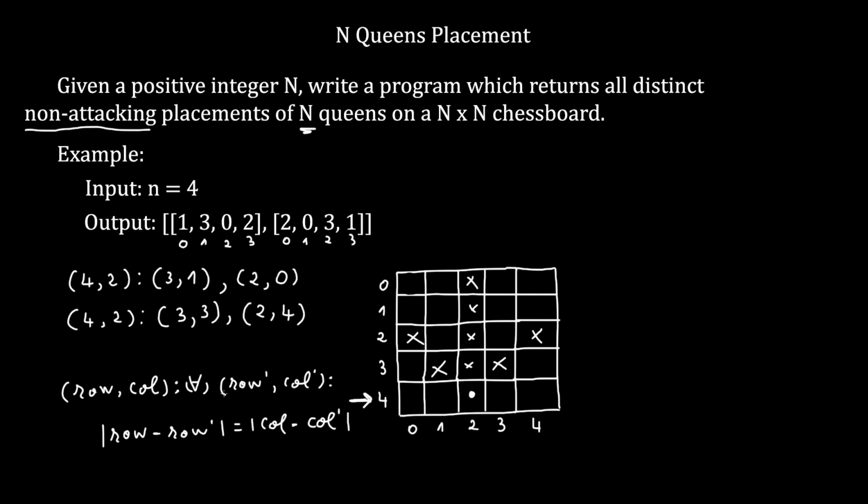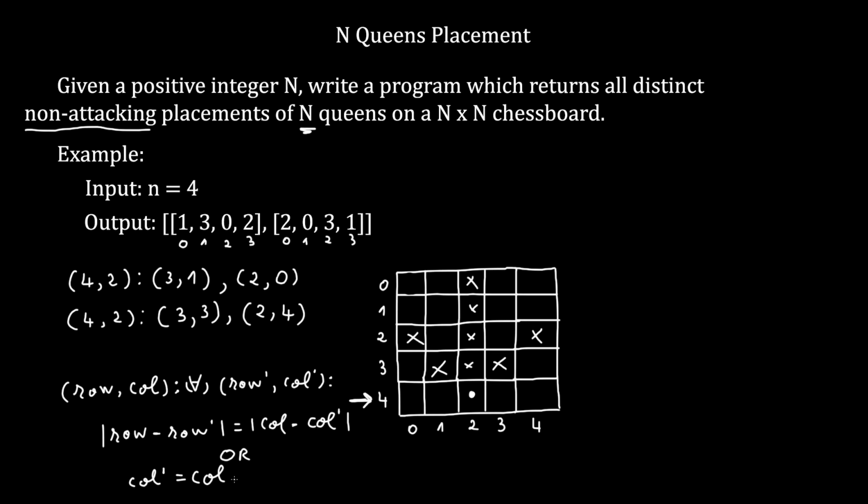So, the cell (row', col') is going to be attacked on the column by the cell (row, col) if, of course, col' equals col. And this is the only two things that we need to check. Now we have found a way of satisfying the constraints on the spot.